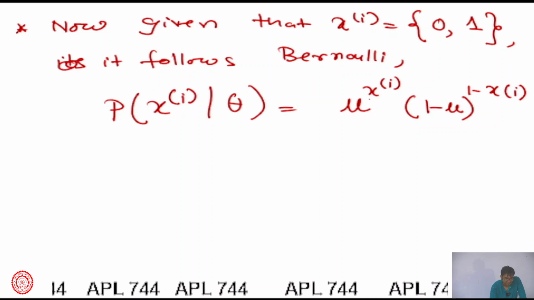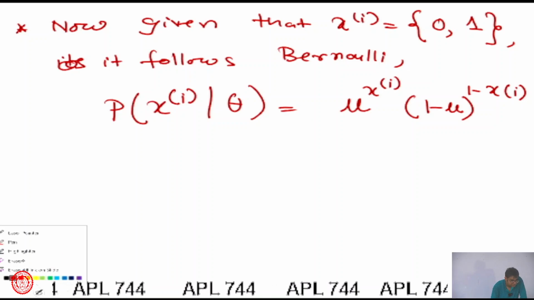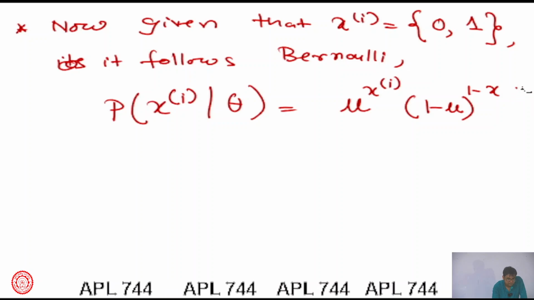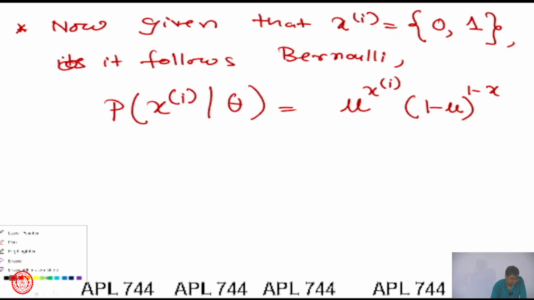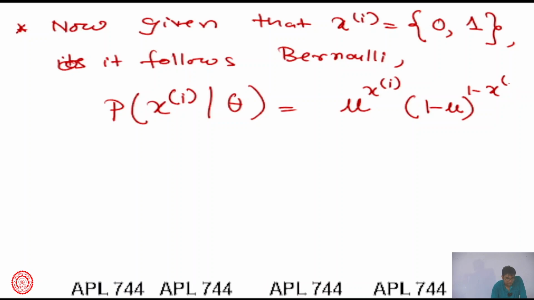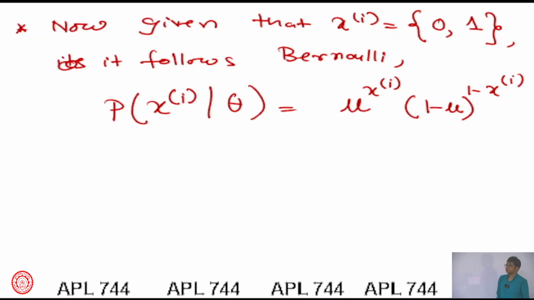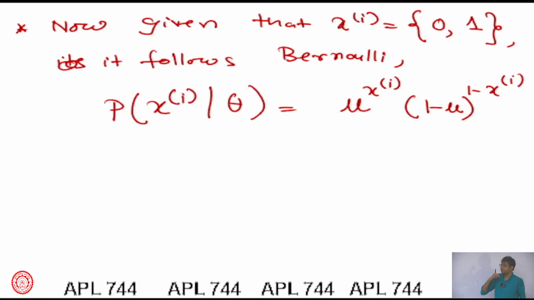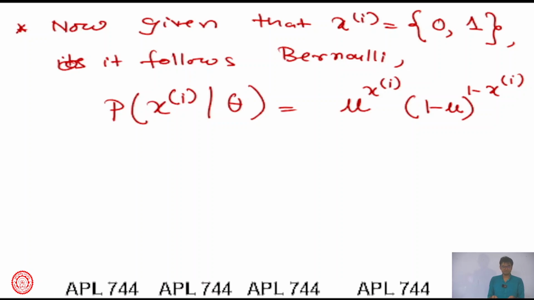And not like this, it should be above, in the superscript. And you can check this how? Suppose you get a head, then what is the value of xi?